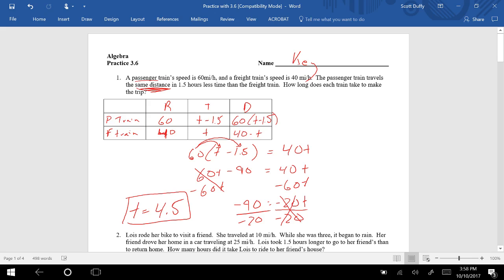Actually, that's just the freight train. So the passenger train would be 1.5 less, which would be equal to 3 hours. So the passenger train would be 3 hours, and the freight train is 4.5.